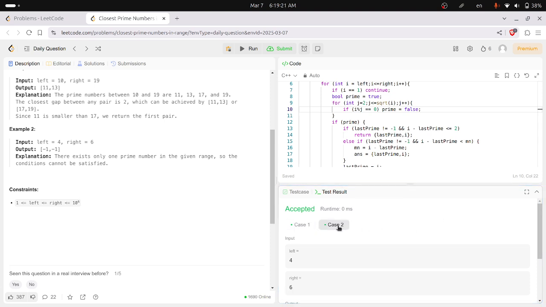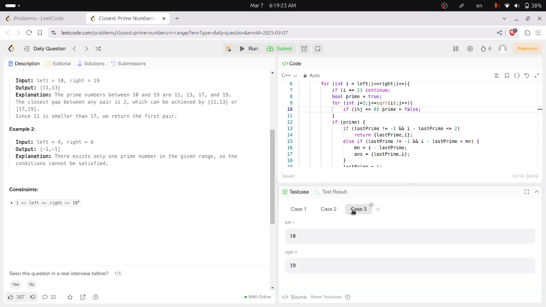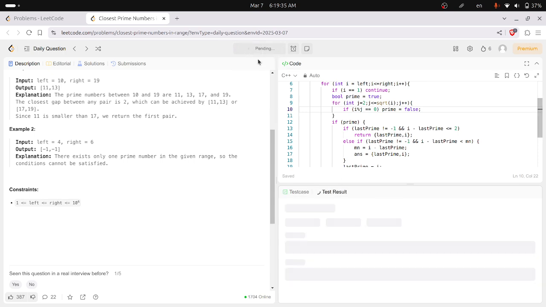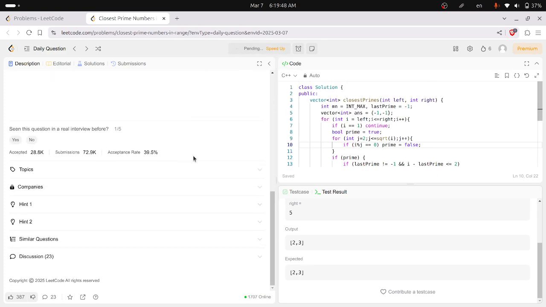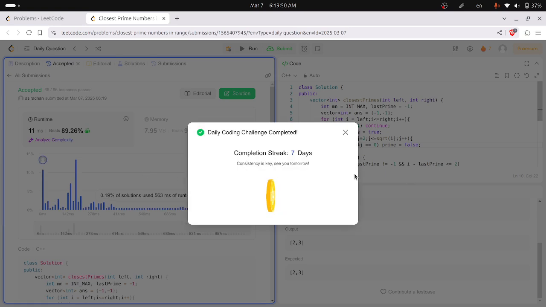Let's add some test cases. For example, 1 and 1. Another test case should be 1 and 5, so that we get 2 3. Let's see. We need to get -1 -1 and 2 3 for the test cases that I added. Let's submit it. Yeah, I got it.